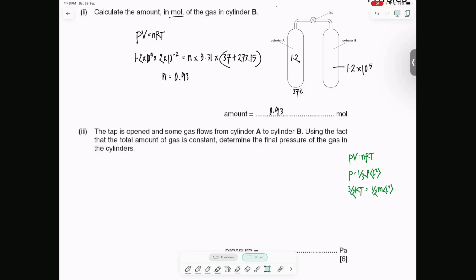Do you have an opinion on what should be done here? What will you do? Make P the subject. P equals nRT by V, and for both of them. No. Then what are you finding? You have removed the thing that you want to find.